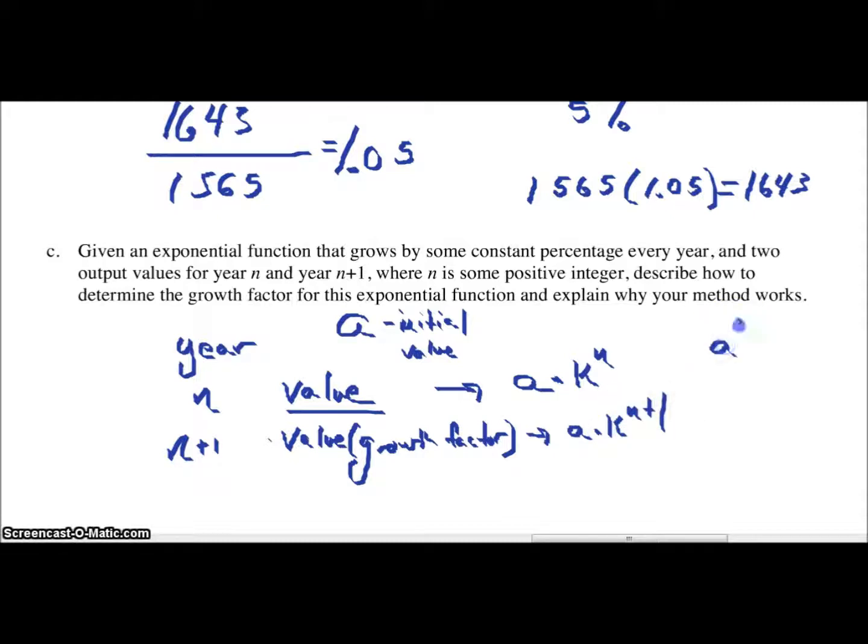If we divide those, we'll just get k. That's because k to the n plus 1 can be written as k to the n times k. So we have a times k to the n here in the denominator. These cancel out and we just get k. There's our growth rate.